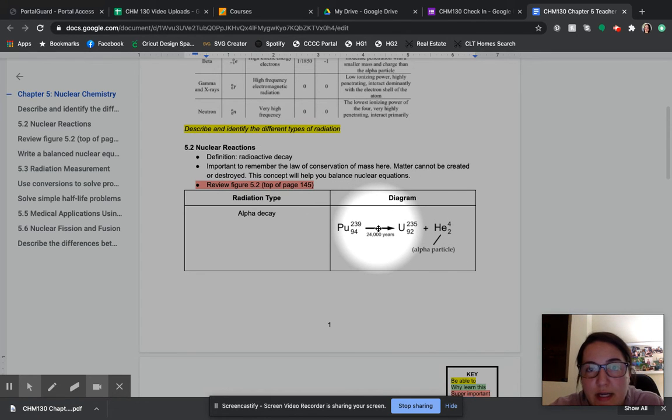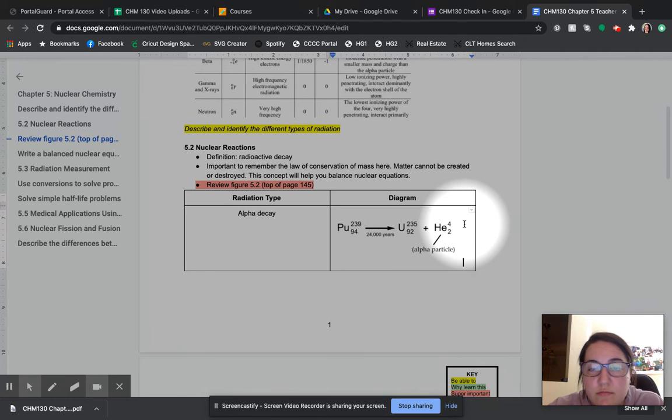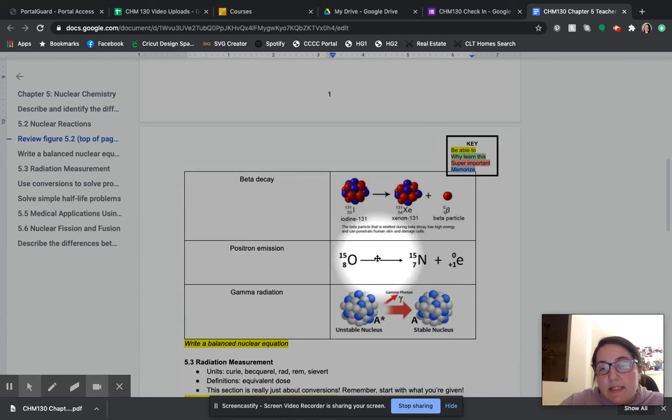So we're going to kind of pretend this arrow is an equal sign. So 4 plus 235 is 239. 2 plus 92 is 94. So this means that if I give you only two of these three items in this equation, you can figure out the missing piece. All right, so that's alpha decay. It's a helium nucleus. Next is beta decay.